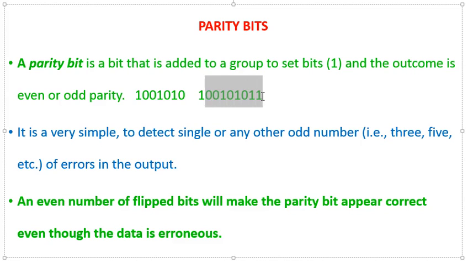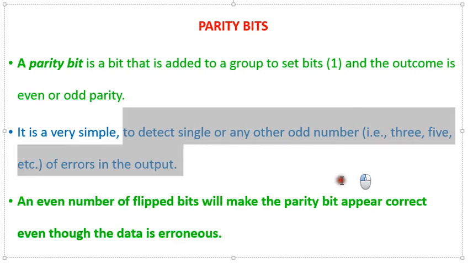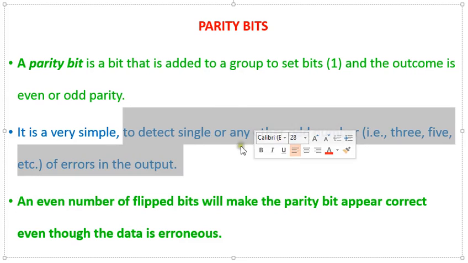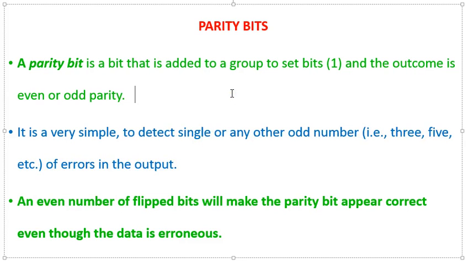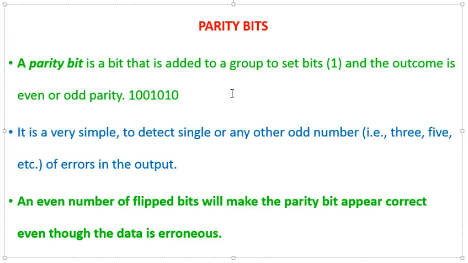Now this method is also very simple, because if you want to detect a single error or any number, you just add those number of ones. I hope you understand. Let me say it again. Supposing I have something like this. I'm doing, let's say, even parity. Here I have 3 ones. I told you I'm going to add another one to give me 4.